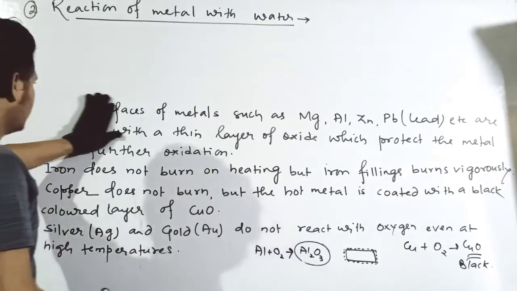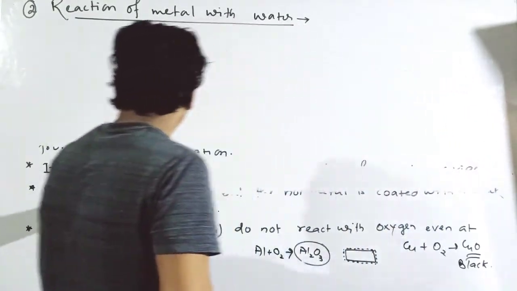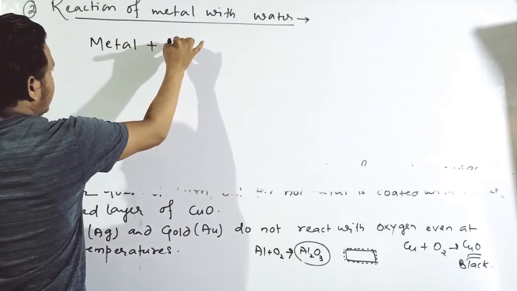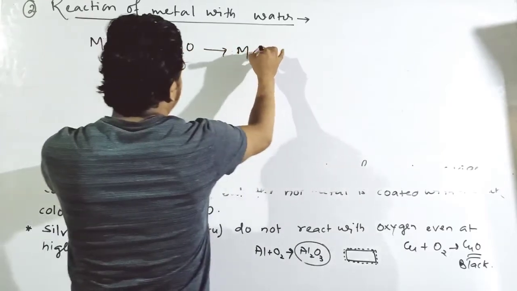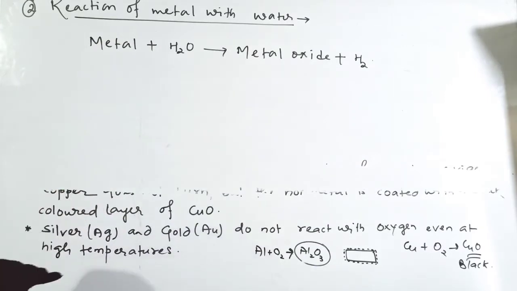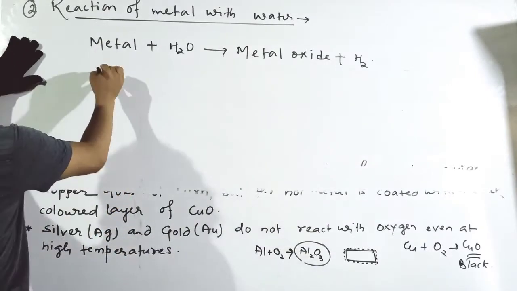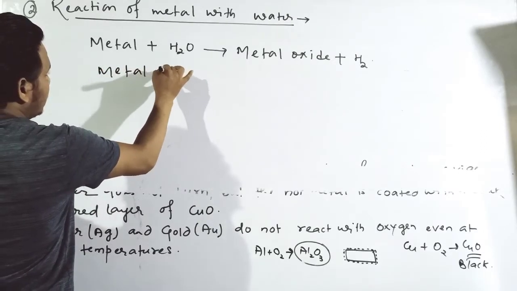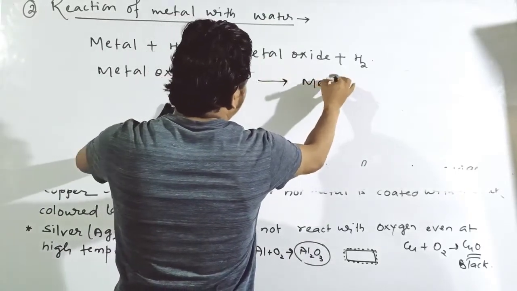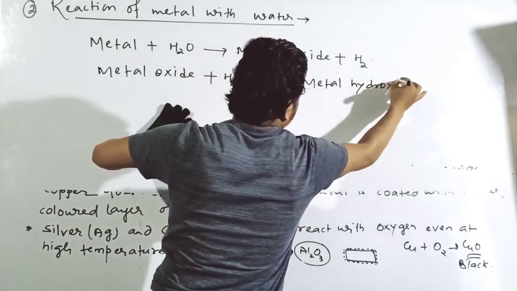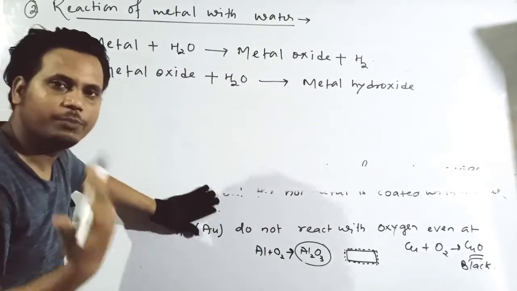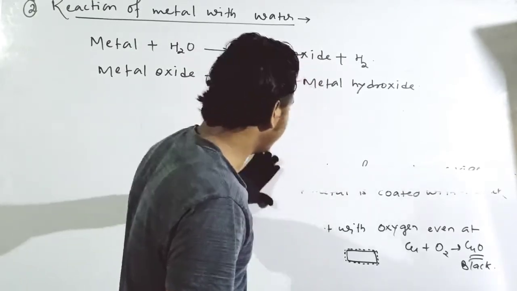Okay. So we know that metals react with water. If metal reacts with water, it can form metal oxide along with hydrogen gas, and that metal oxide, if it is soluble in water, will form metal hydroxide. Means there are two possibilities here. The product may be metal oxide or the product may be metal hydroxide.